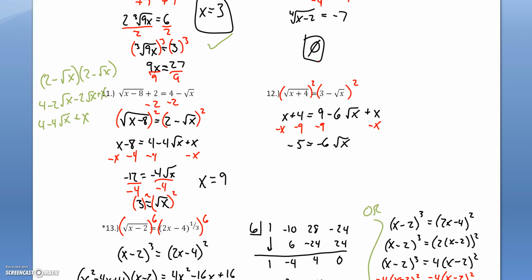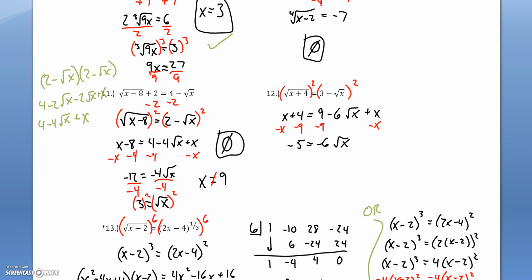But plug it back in. 9 minus 8 is 1. Square root of 1 is 1. Plus 2 is 3. So I get 3 on the first side. On the second side, it looks like I get 4 minus the square root of 9, which is 3. And 4 minus 3 is actually 1. So I got a 3 on the first side and a 1 on the other side. So this one does not work. Since there are no other valid solutions, I'm going to say this one is no solution. Okay?